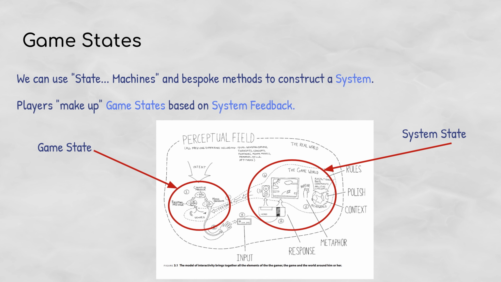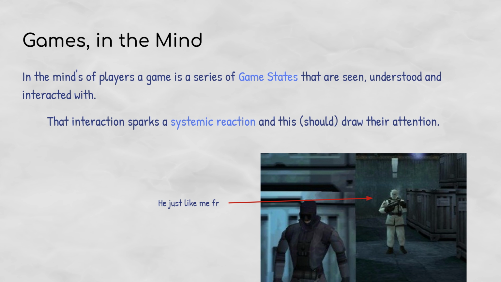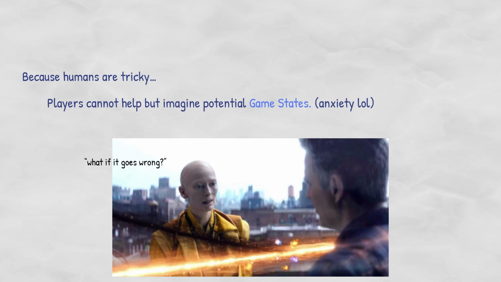Players make up game states based on system feedback. Game states belong to the player in the player's mind, and system states belong to the system in the system. But in the minds of players, a game is a series of game states that are seen, understood, and interacted with. And that interaction sparks a systemic reaction, and this should draw their attention. But because humans are tricky, players cannot help but imagine potential game states. What if everything goes wrong?